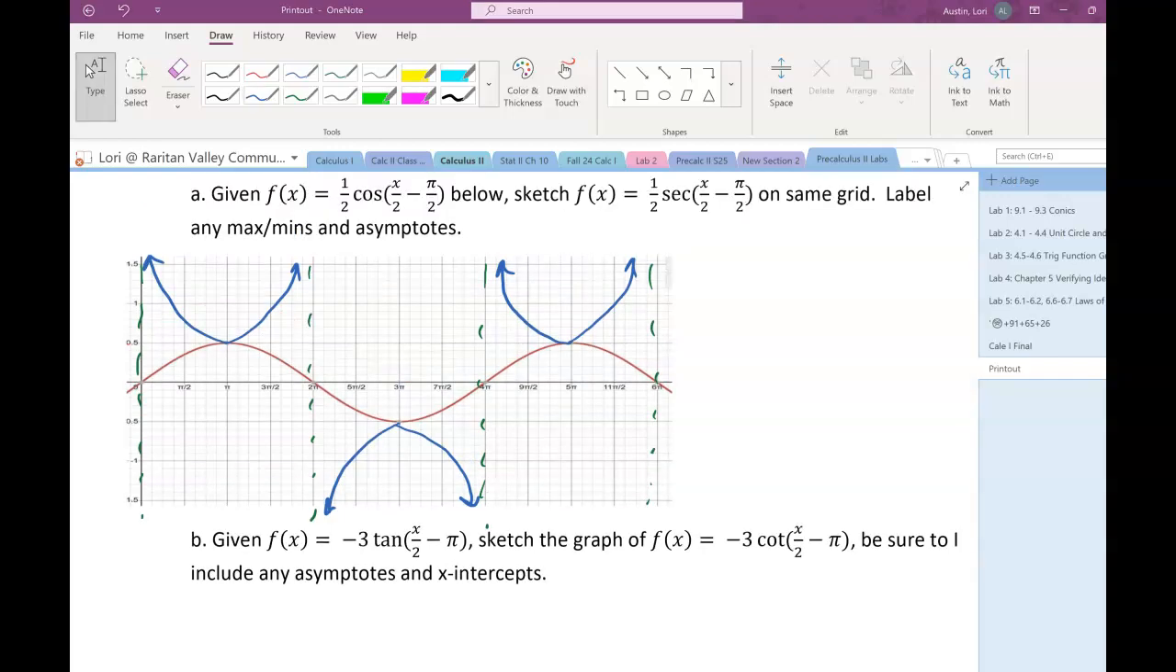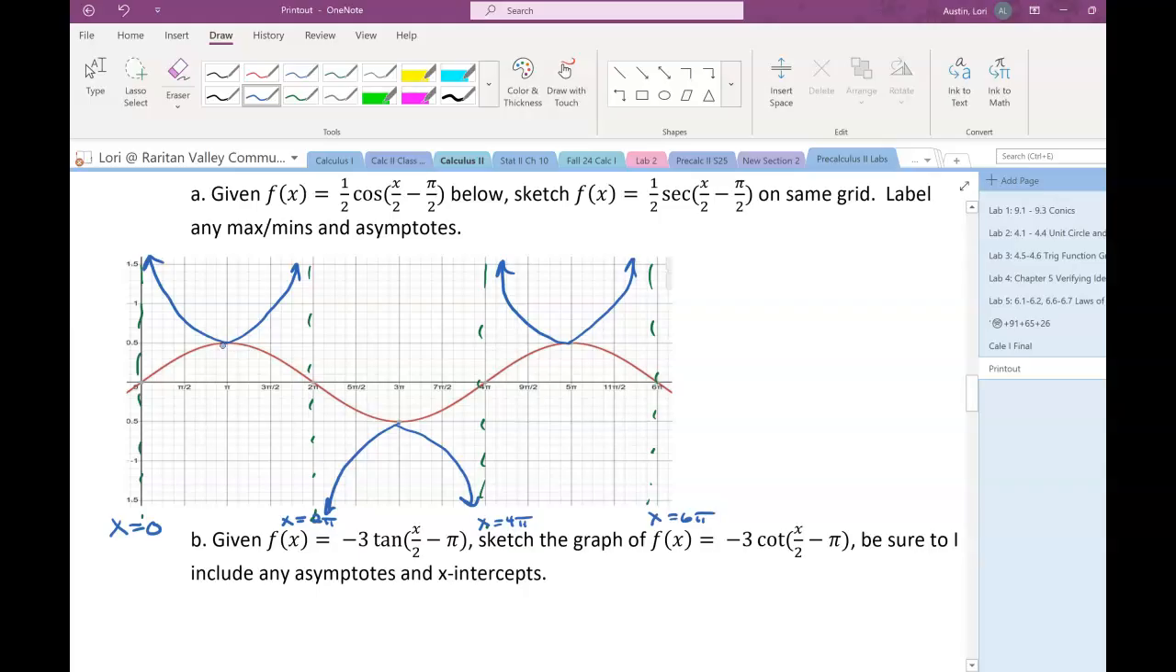And it says to label any max and mins, so you should very easily be able to label max mins and asymptotes. Asymptotes are equations. They are labeled with x equals 0, x equals 2 pi, and this line is x equals 4 pi, x equals 6 pi.